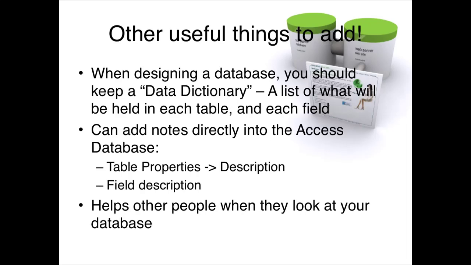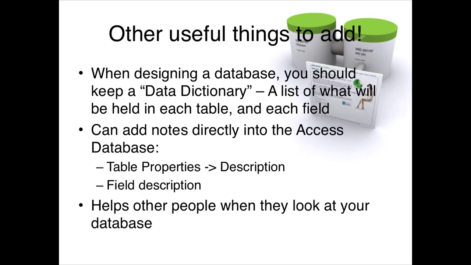So, designing a database, there are some other useful items that we need to know about. You should really keep a data dictionary when you design a database, which is basically a list of what's going to be held in each cell of each table. So you might have things like address line 1. This contains line 1 of the address. That's kind of obvious. But DOB might not be obvious to everyone, especially not an English first language speaker, that might mean date of birth.